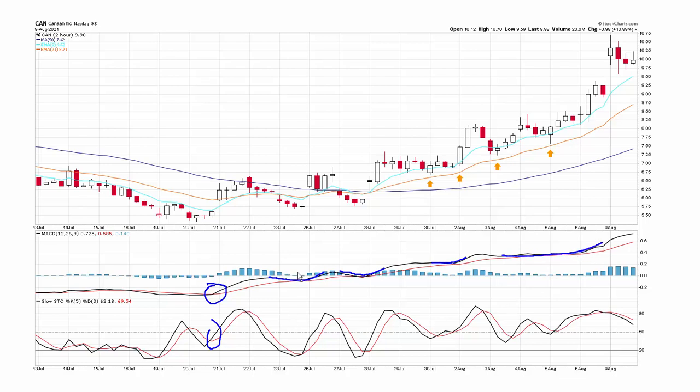And each one of these kisses, boom, boom, boom, the stochastic cycles down and re-signals, cycles down and recrosses up, cycles down and crosses back up here, and you can see it did it twice here and here. So while a trend is starting to develop, and as it gets going, you get a kiss with the MACD and a cross with the stochastic. Again, something I talk about in my masterclass.